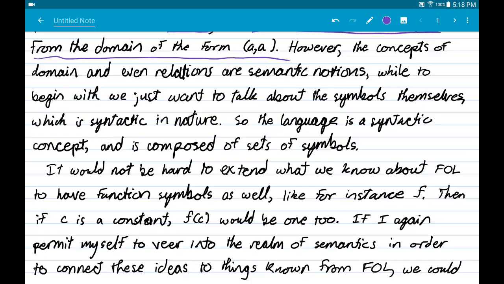The notions of domain and even the notion of a relation itself, rather than the symbol that denotes the relation, the domain and the relation, those are semantic concepts. So when we're talking syntax, we really only want to talk about the symbols used to express these other things.